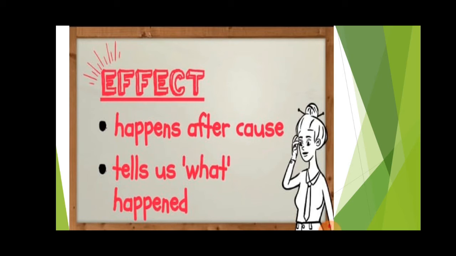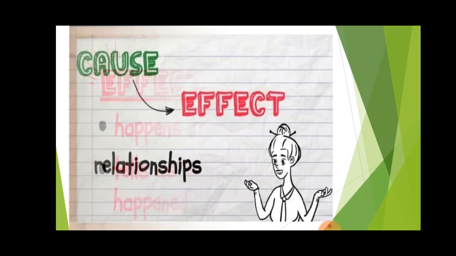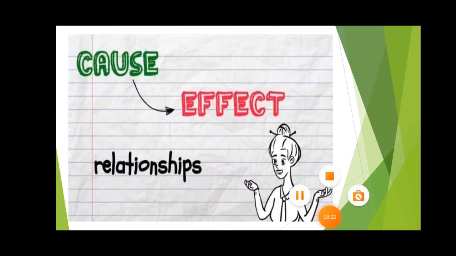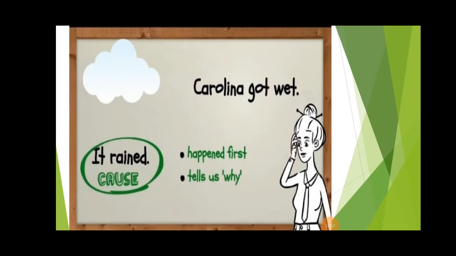Let us look at the cause and effect relationship. It rained. Carolina got wet. So, it rained is the cause because it must have occurred first, and because it tells why Carolina got wet. It is happening first and it is telling us why Carolina got wet. So, this is the cause.